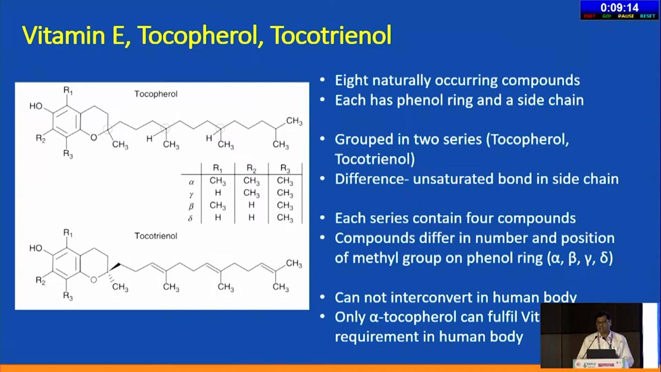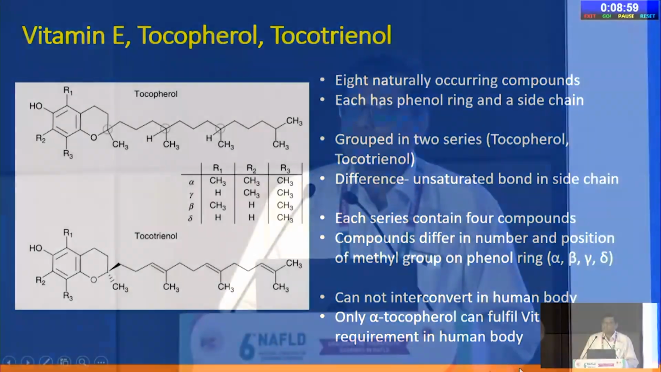Each compound has a phenol ring and a side chain. Each series has 4 compounds, alpha, beta, gamma, and delta, which differ in the number and the position of methyl groups in the phenyl ring. An important point is that these compounds cannot be synthesized in the human body, and the vitamin E requirement of our body is given by alpha tocopherol. The other 7 compounds are not contributing to our vitamin E requirement.